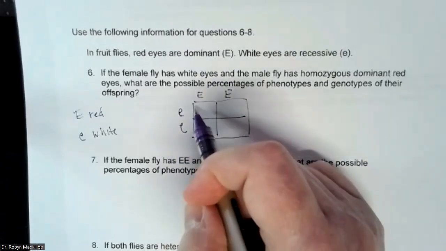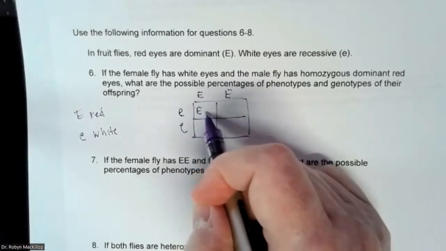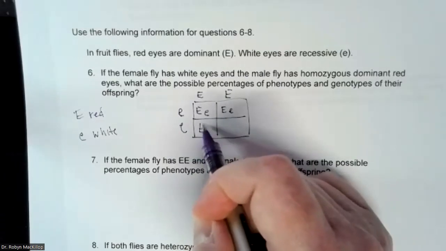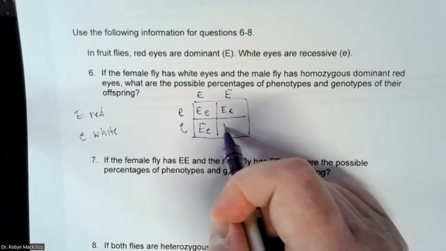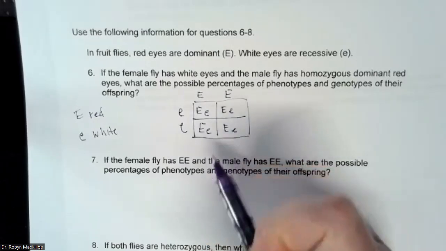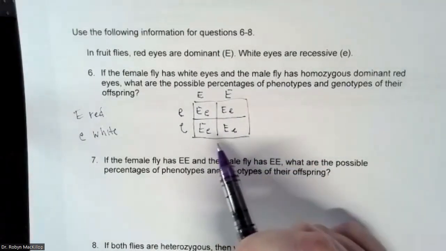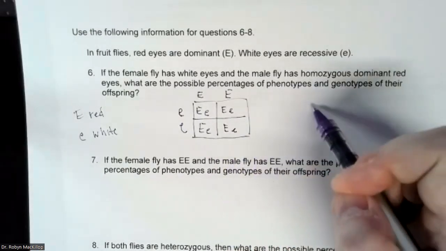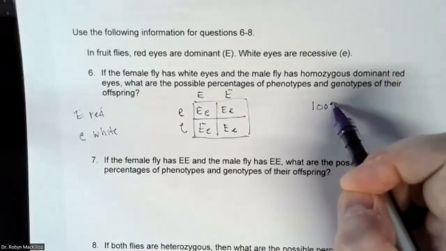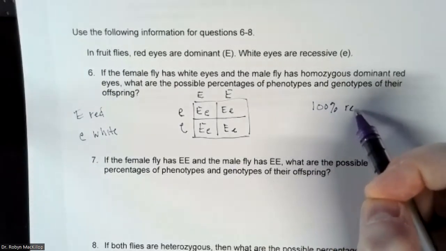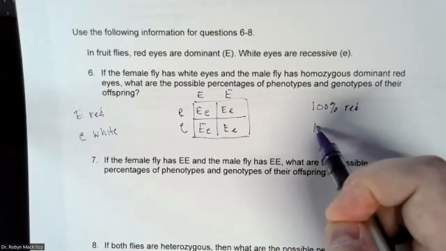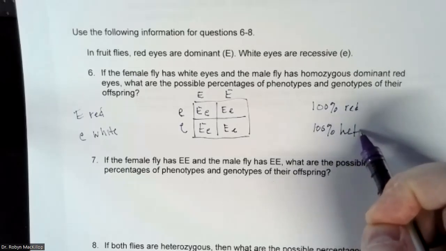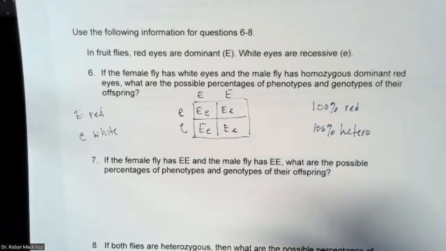And then we just fill it in for the offspring. Big E from dad, little e from mom, big E from dad, little e, big E, little e, big E, little e. What color eyes do the 4 kiddo flies have? Red. Yep, they're all red, 100% red. And 100% heterozygous. Big E, little e. Hetero. Nice.